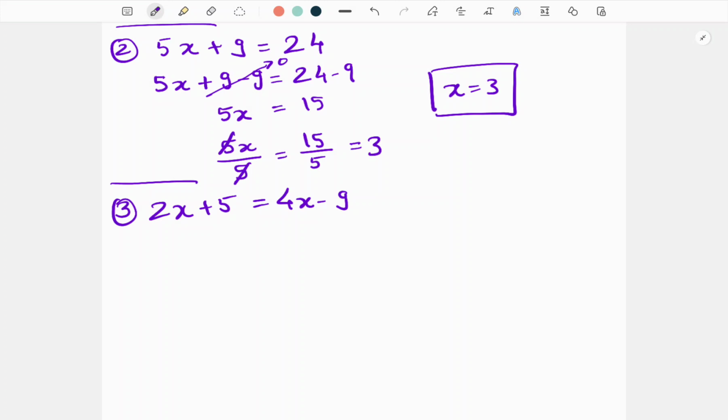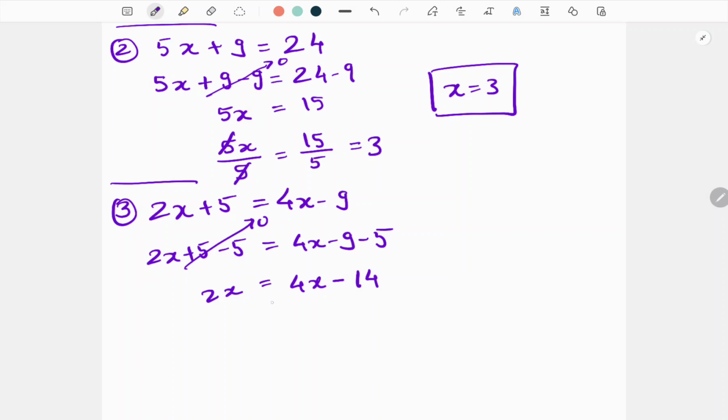I see that the constant on the left hand side is 5, so I'm going to subtract 5 from both sides. So I have 2x plus 5 minus 5 is equal to 4x minus 9 minus 5. So this is 0, and I get 2x is equal to 4x minus 14.